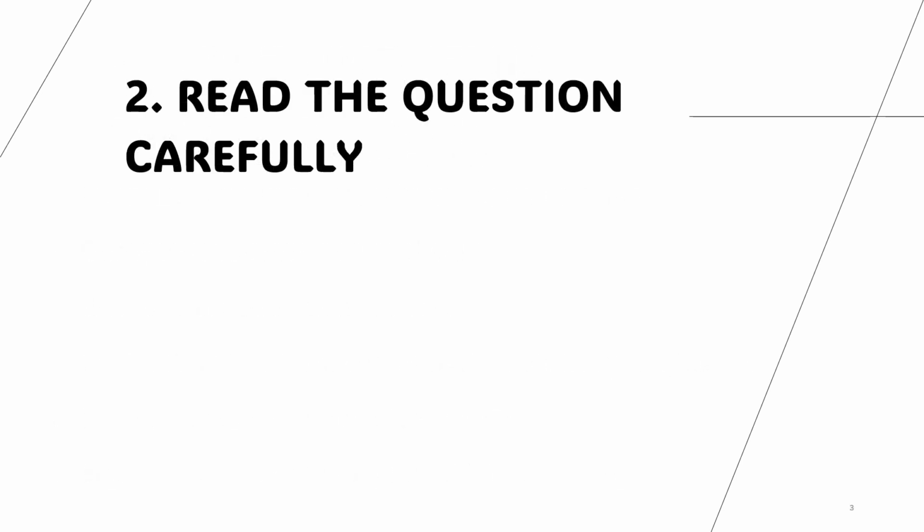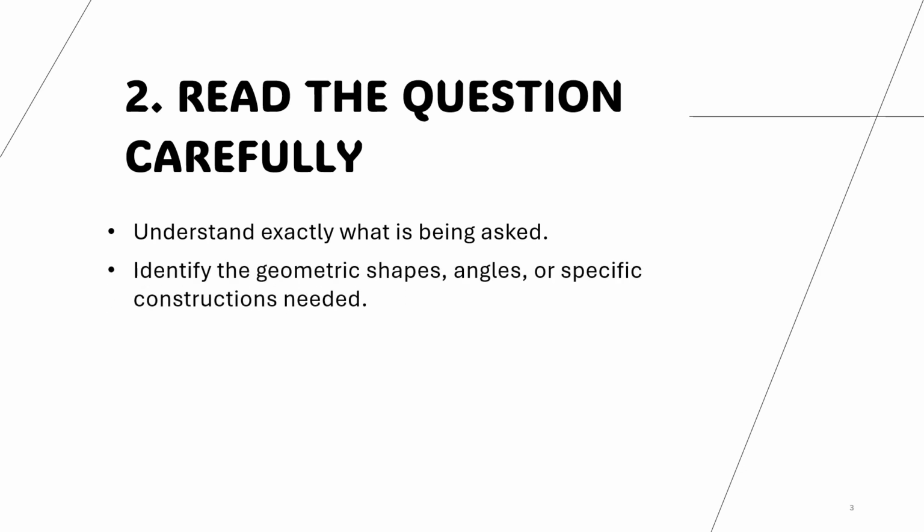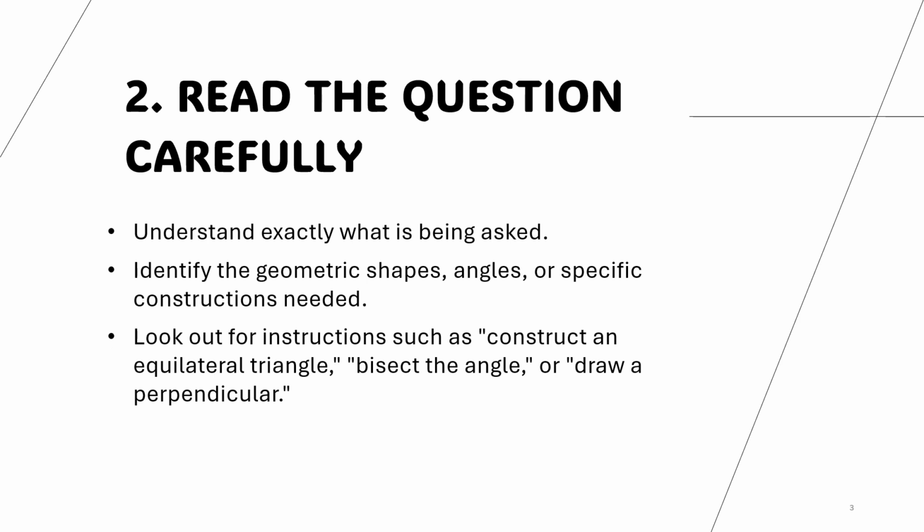2. Read the question carefully. Understand what is being asked. Identify the geometric shape or angle or specific construction needed. Look out for instructions such as construct an equilateral triangle, bisect an angle, draw a perpendicular line, or draw a square or a rectangle. Look out for that and ensure you write down each measurement for each point.